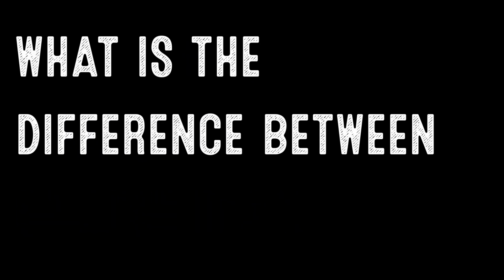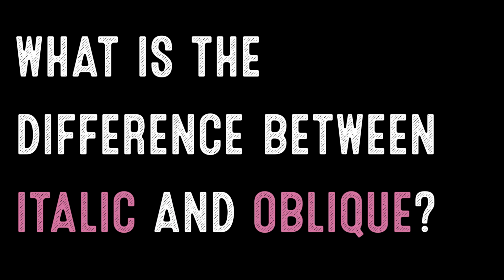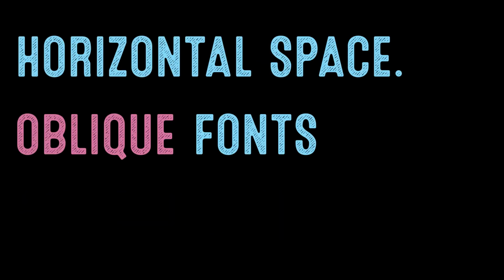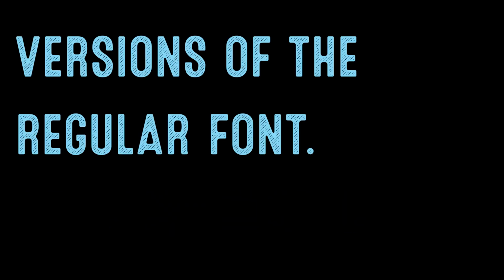What is the difference between italic and oblique? Italic fonts are cursive and use less horizontal space. Oblique fonts are just sloped versions of the regular font.